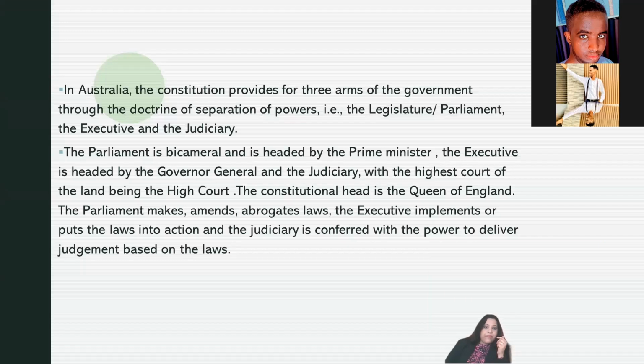So this is what we saw. Next, we spoke about Australia. The Australian Constitution provides for three arms again, and they enjoy the doctrine of separation of powers. And I spoke about how the Governor General appoints even the judges of the highest court of Australia.